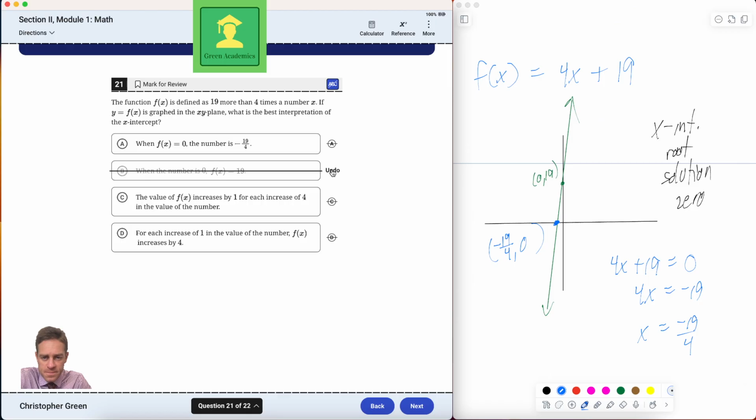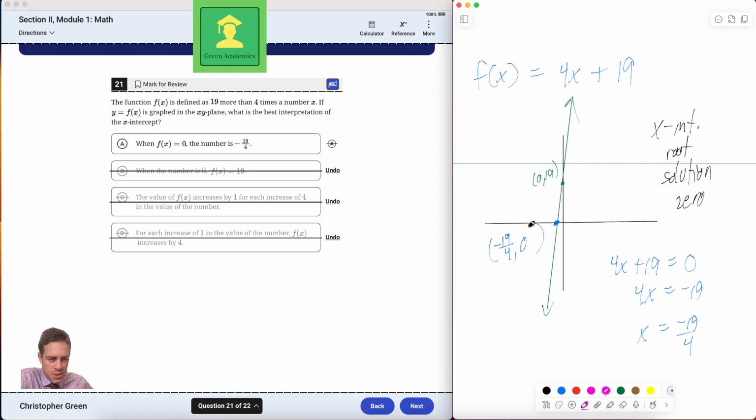The value of f of x increases by 1 for each increase of 4 in the value of the number? Definitely not. For each increase of 1 in the value of the number, f of x increases by 4. That's actually true, but not the answer, right? The meaning of the x-intercept is actually this point right here. So yes, when f of x equals 0, as in when y is 0, the number is negative 19 fourths.